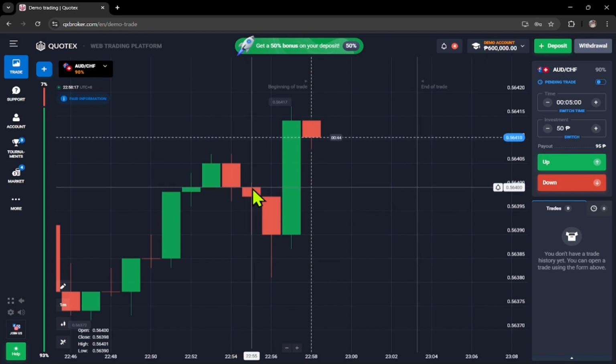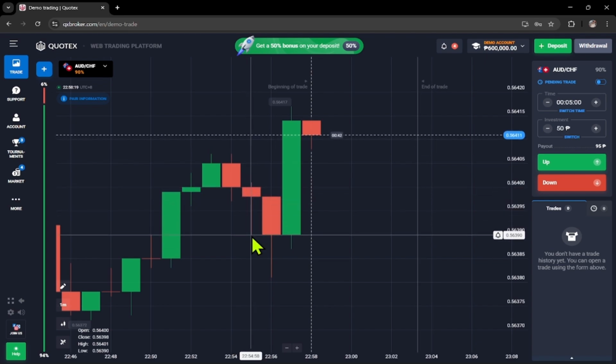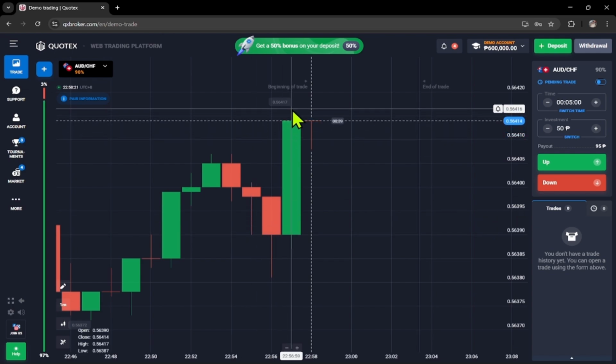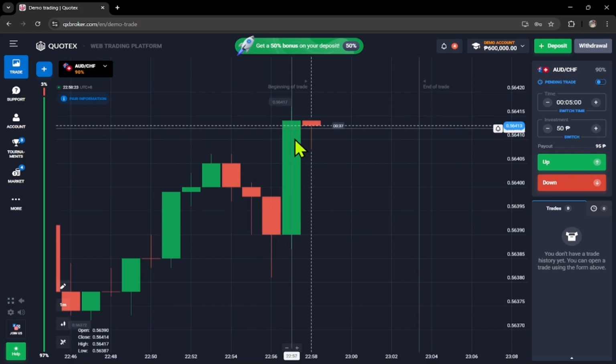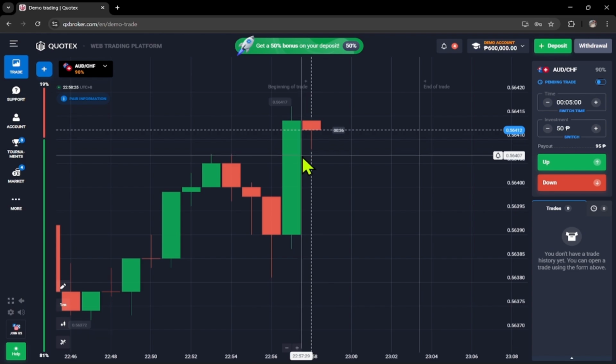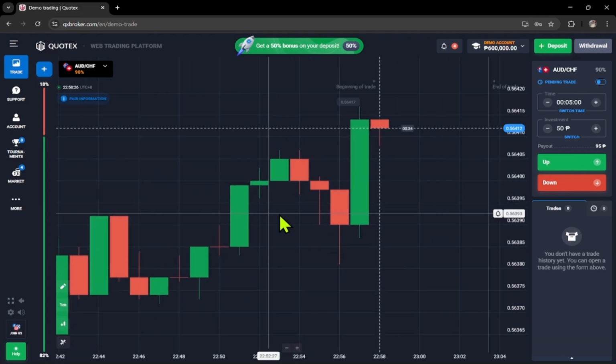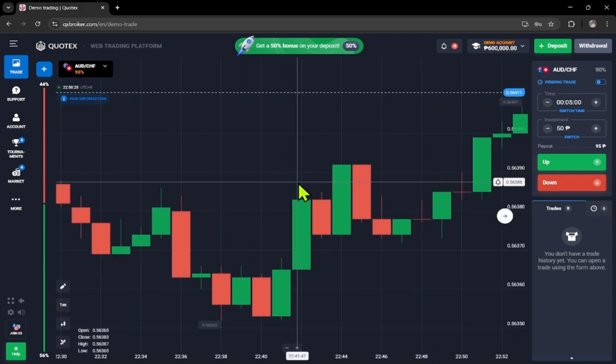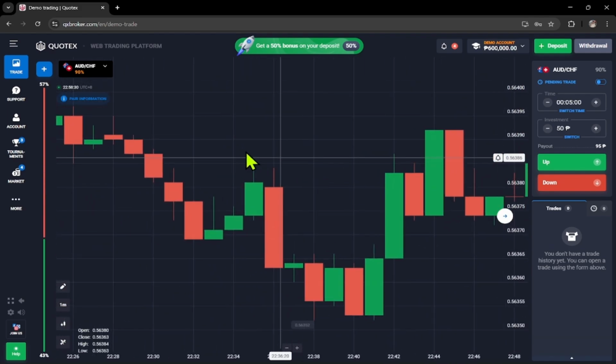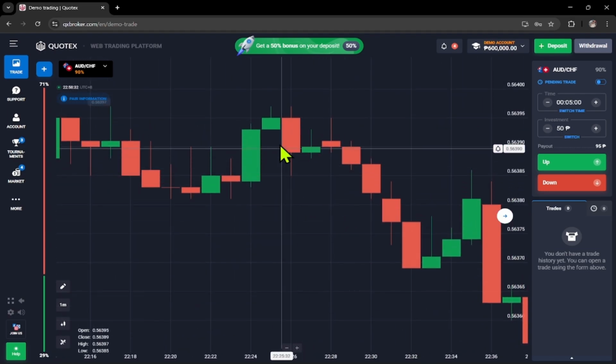A long lower wick can mean buyers rejected lower prices. A long upper wick can mean sellers rejected higher prices. But do not read one candle alone. Always compare it with the candles before it. For example, several strong green candles may show an uptrend, while several strong red candles may show a downtrend.